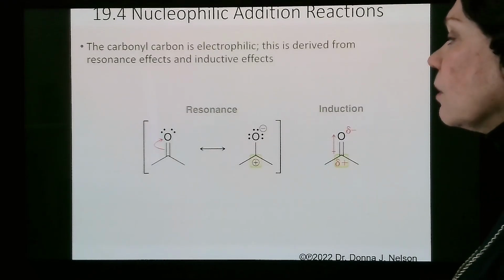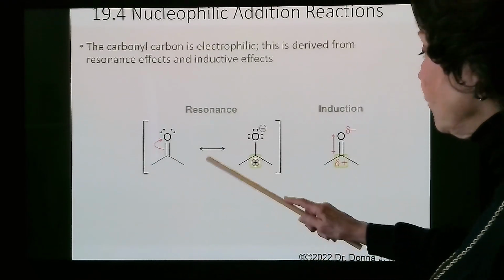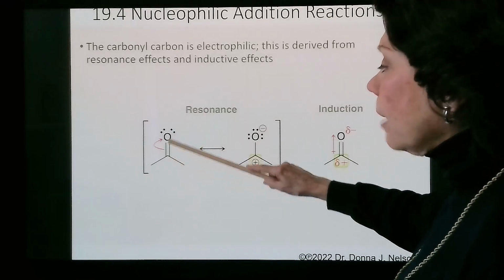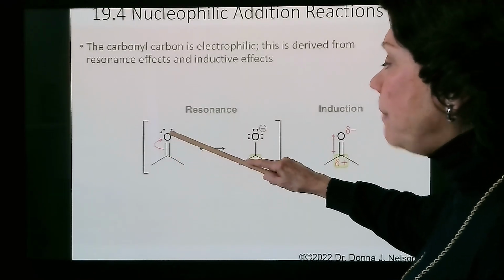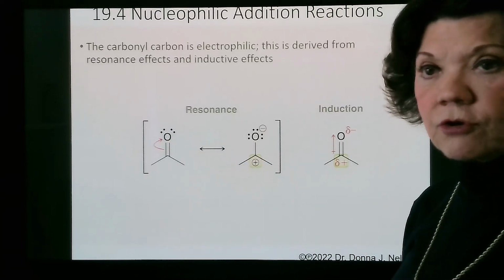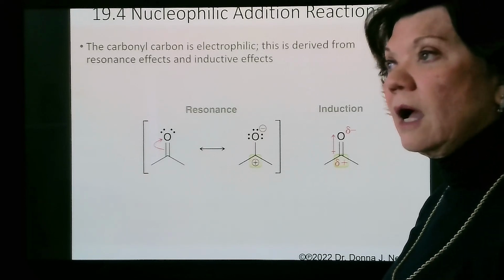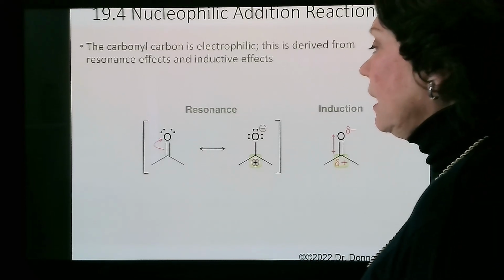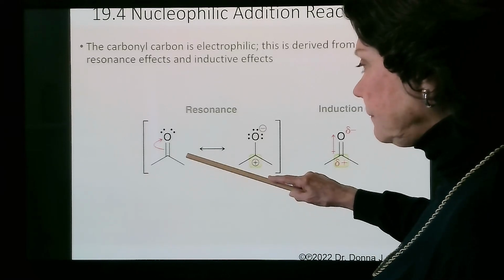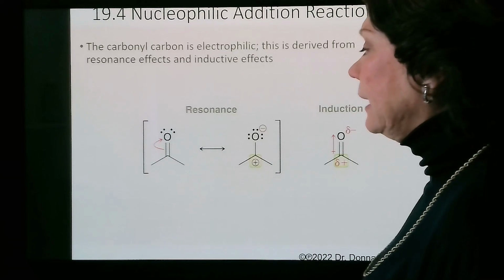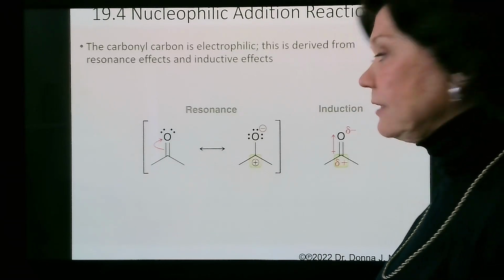Remember, the carbonyl carbon has resonance structures because the carbonyl carbon is very highly polarized. Oxygen is highly electron withdrawing. It is highly electronegative, next only to fluorine in its electronegativity.